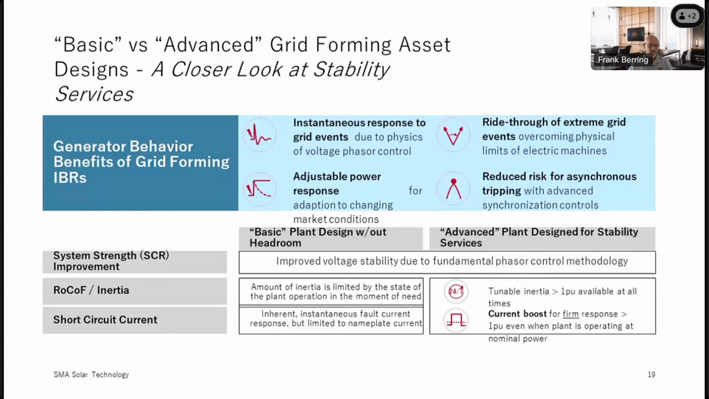When we now look at the rotating inertia or the short circuit current, we can have the first one kind of limited at the basic plant design, or if we look at the advanced plant design, we have tunable inertia for higher than 1 per unit available at all times, and we have a current boost for firm response higher than 1 per unit. 1 per unit here is by means of the POI power. So for example, a 100 megawatt plant at 0.95 would be considered 100 megawatt, so the equivalent MVA rating would be considered 1 per unit here. And that is something we look at when it comes to advanced plant design.